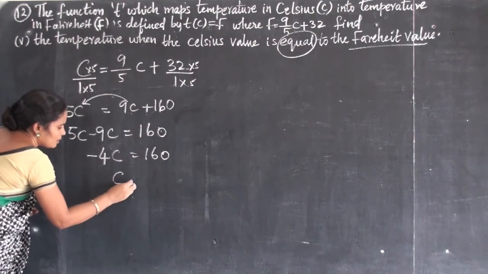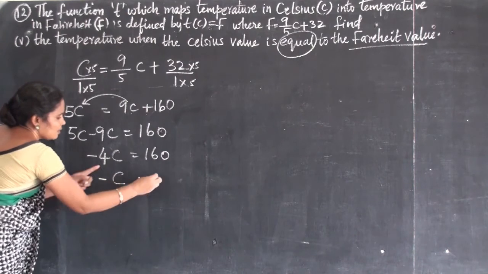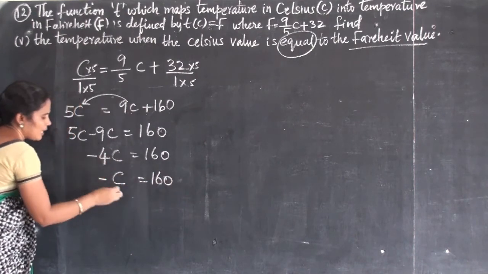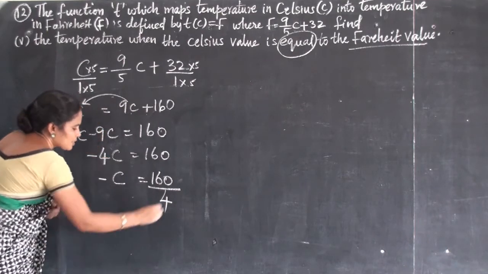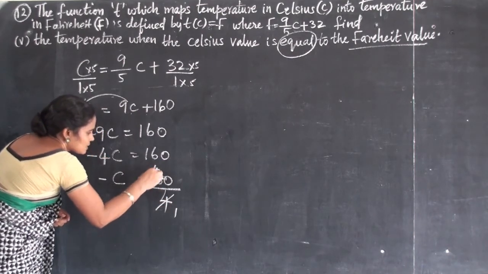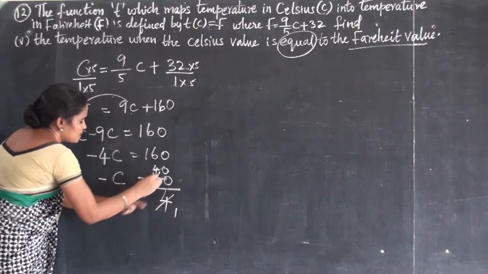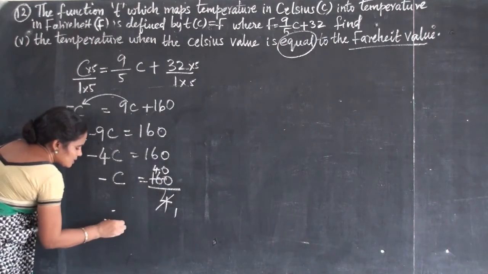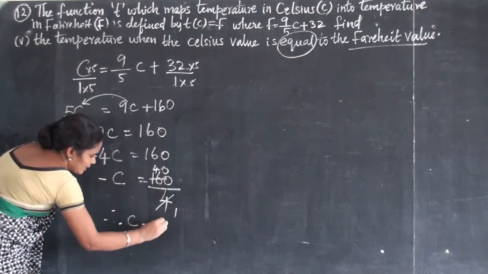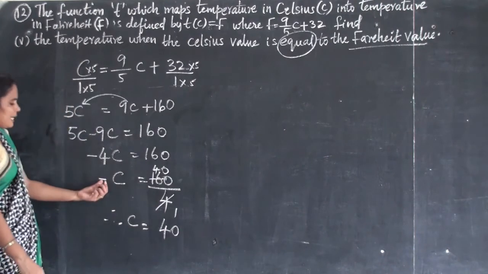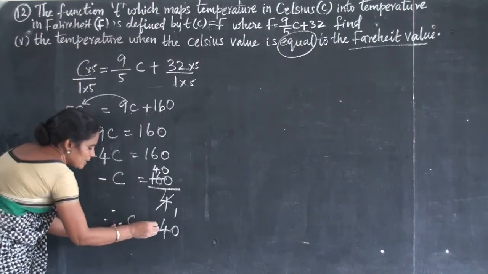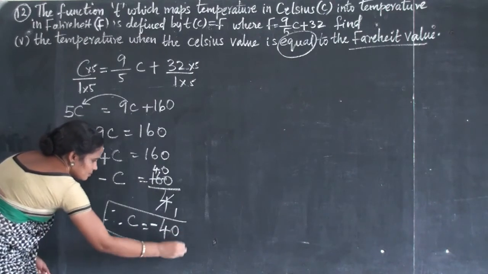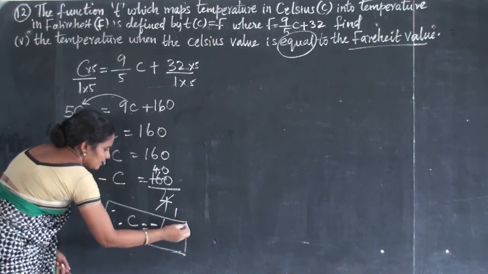Have the C alone here. Take this 4. Here we have a multiplication, so go with division. 4 1s are 4, 4 4s are 16. Put this 0. Now therefore minus C is equal to 40. If you want C, it will be minus 40. So C is equal to minus 40 degrees.